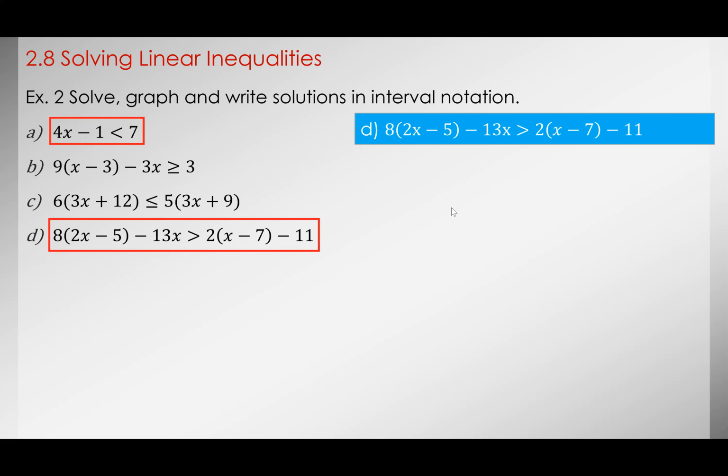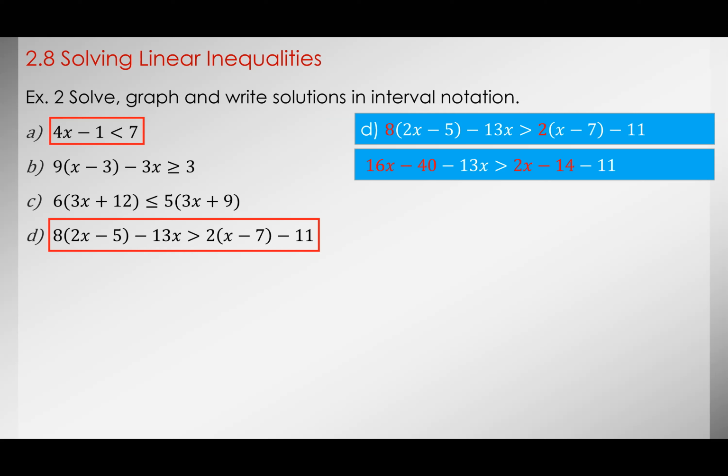As always, there's a parenthesis, so I need to distribute them in. If I distribute, hopefully you see that 8 times 2 is 16, 8 times negative 5 is negative 40, 2 times x is 2x, and 2 times negative 7 is negative 14. Whatever I did not touch, which is the negative 13x and negative 11, stays the same. So once I distribute, my new problem is this item.